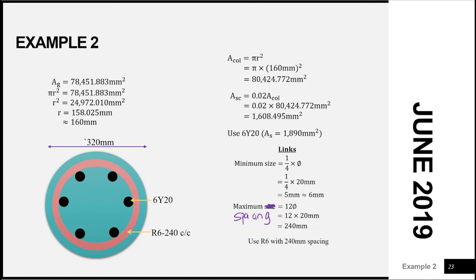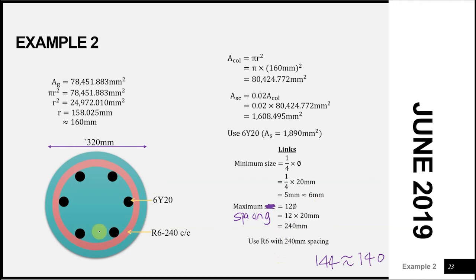Okay, kalau katakan you dapat, contohnya you dapat spacing, you kira-kira you dapat 144. So what you need to do, you kena round down. Okay, round down jadi 140. Okay, jangan round up. Okay, sebab nama dia pun maximum spacing. Alright. Here use R6 with 240 mm spacing. So itu yang kita dapatlah, 6 mm diameter of link, and the spacing is 240.